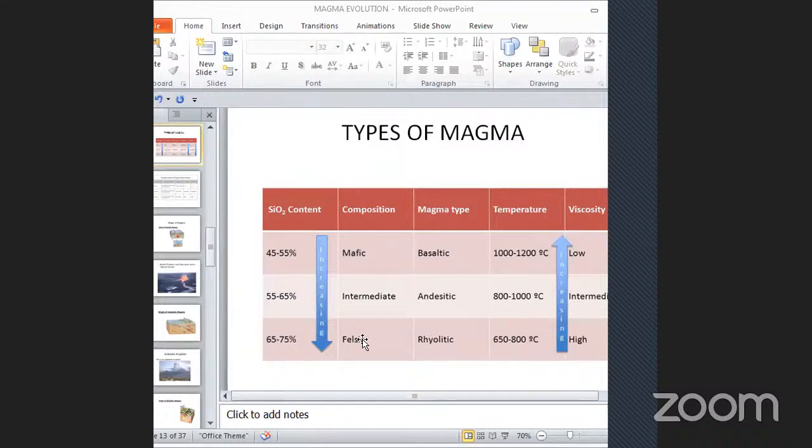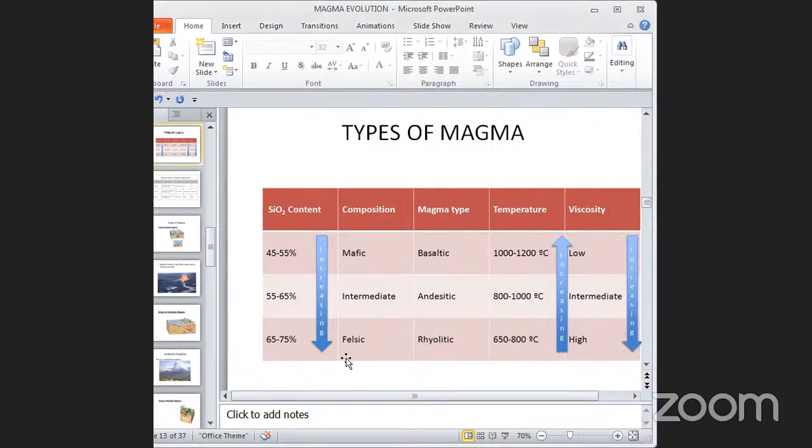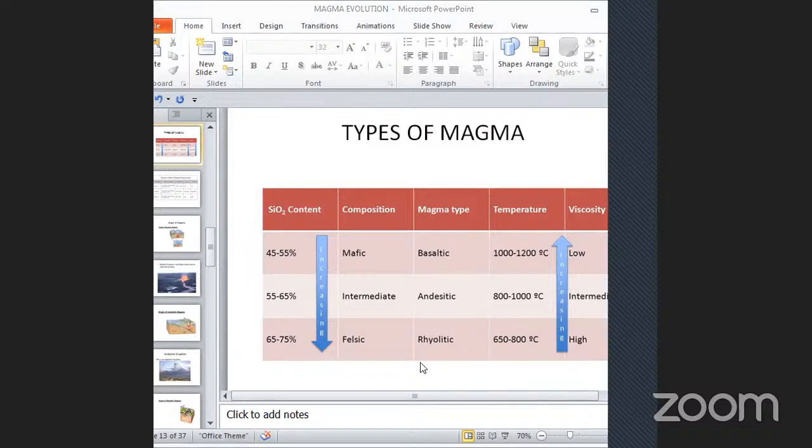The next, rhyolitic magma or felsic magma. So rhyolitic magma is a jelly-like type of magma. So that is made up of basaltic magma and siliceous materials. So it has a silica content of 65 to 75%. So this type of magma is low in iron, magnesium, and also calcium, while high in potassium and sodium.